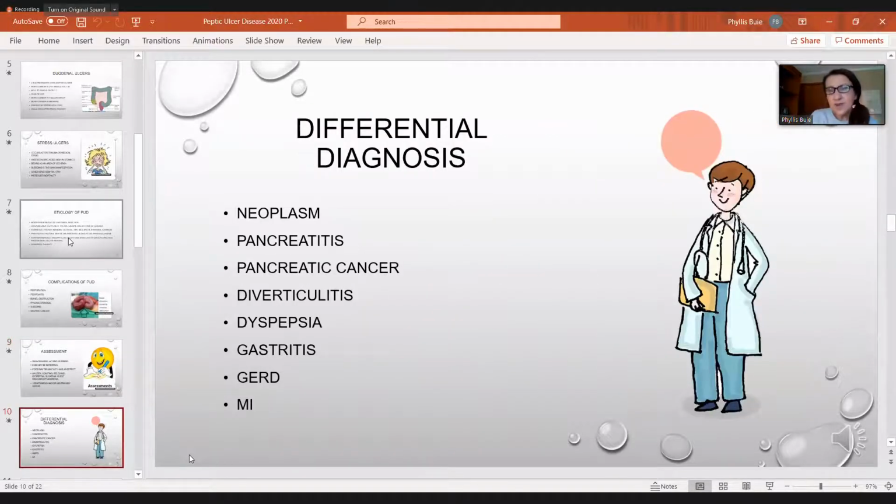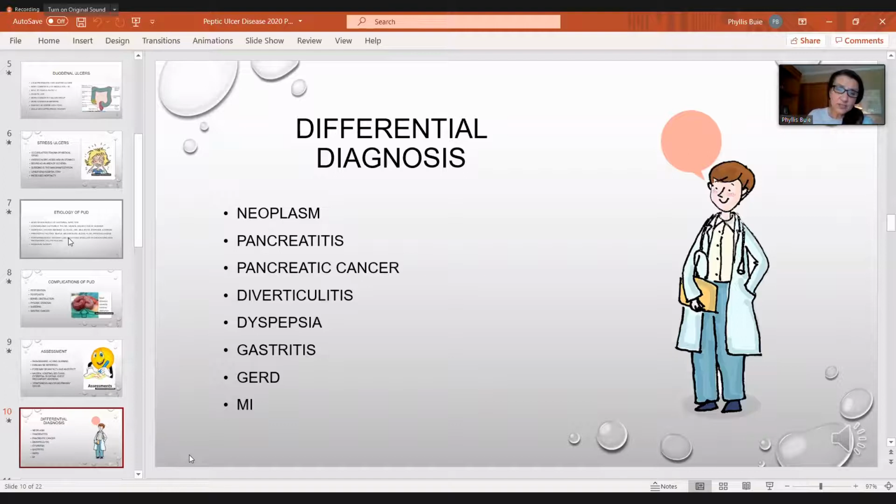So let's talk about some differential diagnoses. These are some things that we want to rule out. We want to definitely rule out any type of neoplasms or any type of cancerous lesions, which can be done with an endoscopy. And we'll talk a little bit more about that in a couple of minutes. Pancreatitis, we want to rule that out.